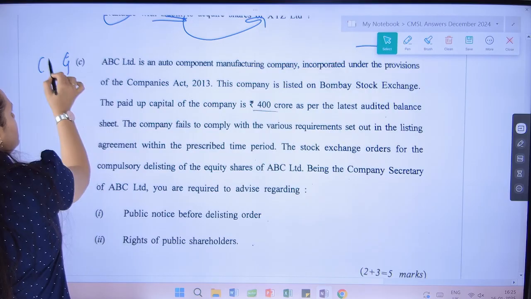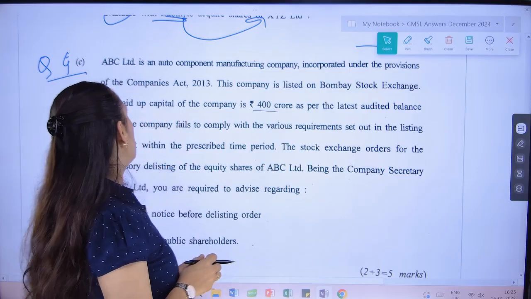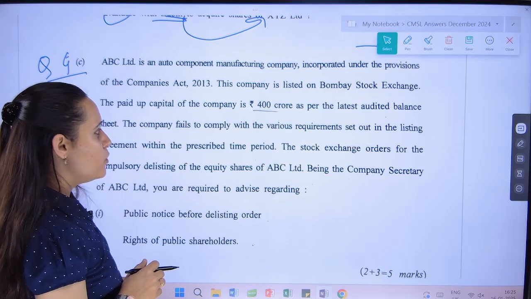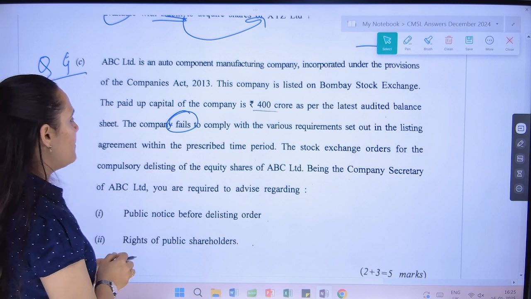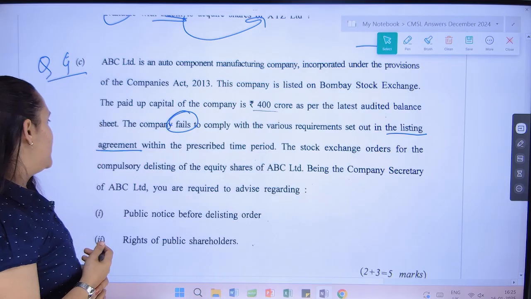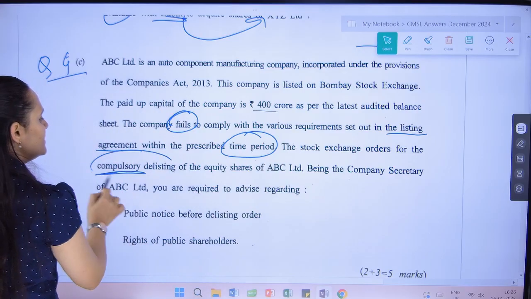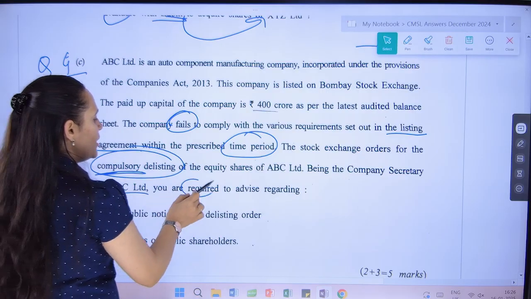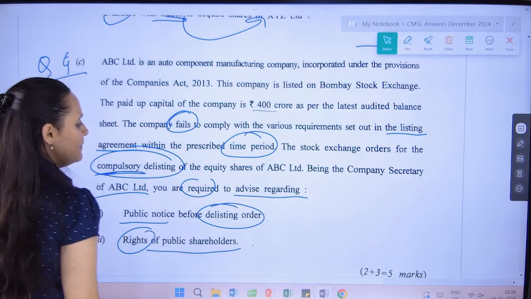This is question 4c. ABC Limited is an auto component manufacturing company incorporated under the provisions of the Companies Act 2013. The company is listed on the BSE. The paid up capital is 400 crore rupees as per the latest audited balance sheet. The company fails to comply with the various requirements set out under the BSE listing agreement, it has not complied with the prescribed time limit. The stock exchange orders for compulsory delisting of the equity shares of ABC Limited. Being the company secretary of ABC Limited, you are required to advise regarding the public notice before delisting order and what are the rights of the public shareholders.